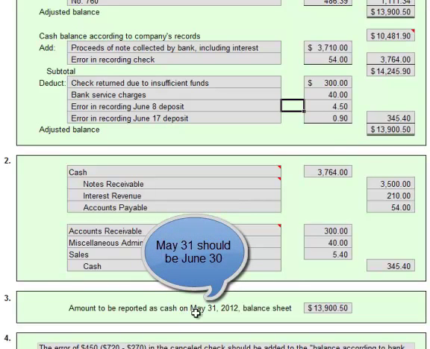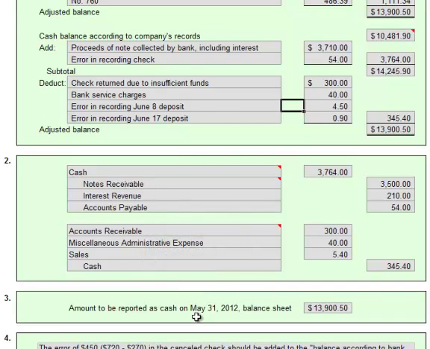Then this is actually an error that I just saw. It should say June 30th, 2012, not May 31st. Should say June 30th. And the balance sheet amount should be $13,950, which is the same as the amount that is the adjusted balance. Why? Because this $10,000 number is what we currently have in there, and after we do the journal entries that stemmed from these amounts here, we will end up with that $13,000 figure.